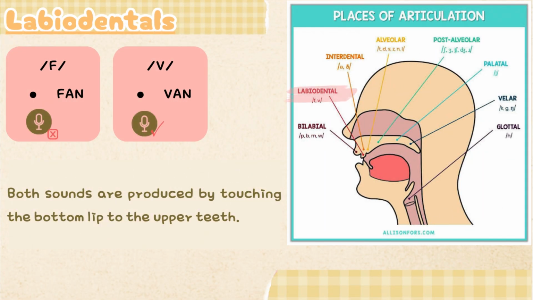Next come the labiodentals, which are sounds made by the bottom lip touching the upper teeth. First we have f, a voiceless labiodental fricative, as in the word fan. A voiceless sound means that your vocal cords do not vibrate during the articulation of this consonant. Next, we have v, a voiced labiodental fricative, as in the word van. A voiced sound means that your vocal cords vibrate during its articulation. When producing this sound, your bottom lip should touch your upper teeth in exactly the right place.